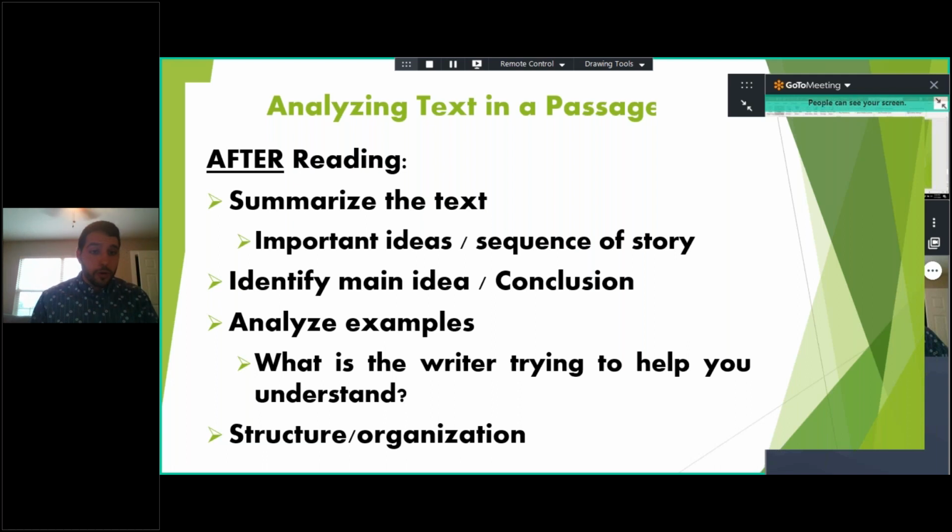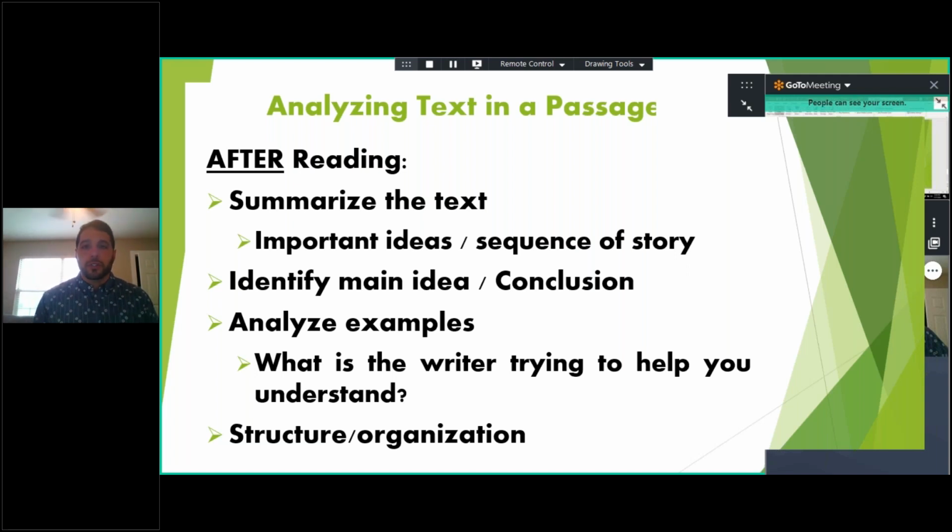And then, as I said before, you want to identify the main idea. So there's going to be a main idea in a passage that is really the most important idea in the reading. And that will ultimately often lead you to a conclusion, depending on what type of writing it is. And there will often be details in the middle of the passage to support that main idea and lead you to your conclusion. And those details in the middle are usually examples.